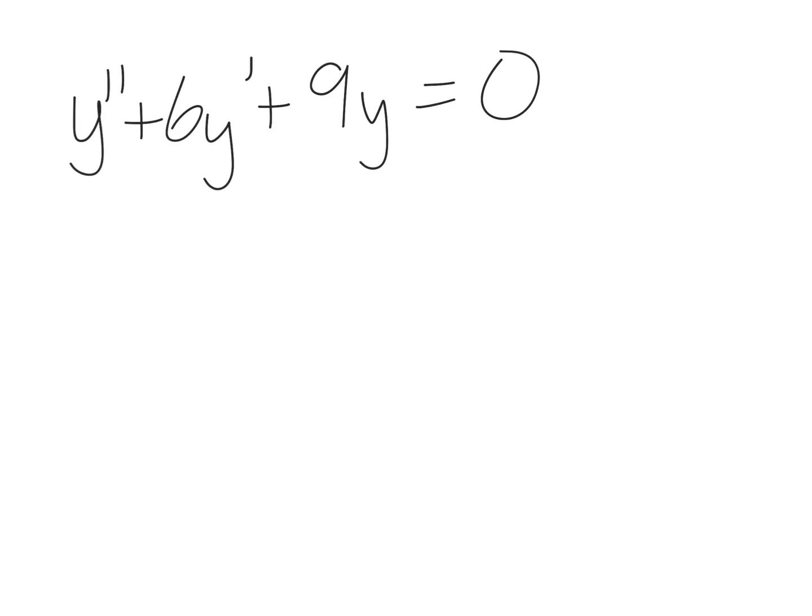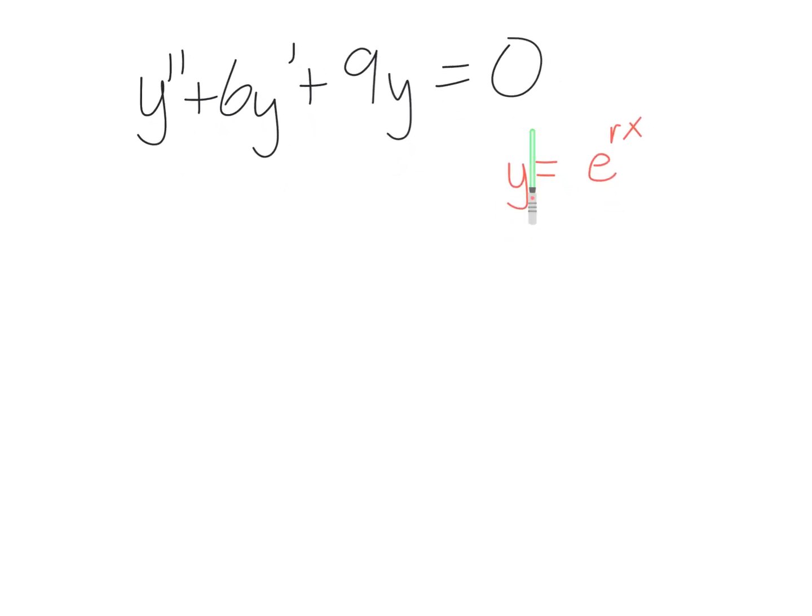All right, so let's work a second order differential equation. This is homogeneous because it all equals 0. So we're going to try the solution y equals e to the rx, because that tends to be our solution for these kinds of second order homogeneous equations.